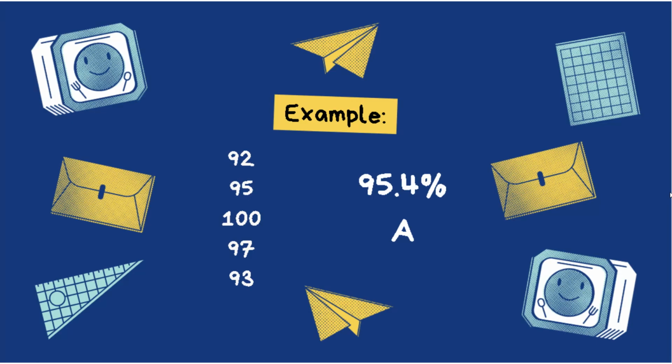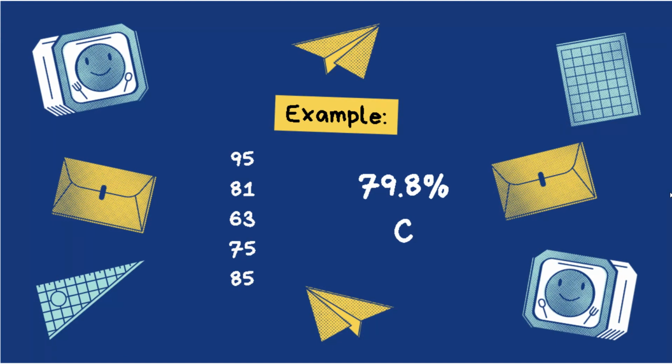Here's an example. Here's a student who has 5 grades: a 92, 95, 100, 97, and 93. I bet that just looking at the grades, you were able to figure out that the average or the most common grade the student receives is an A, because each of the 5 grades is an A. 92, 95, all of those are within the 90 to 100% range. When we add together the total scores and divide by 5, we find that the student's grade is 95.4%.